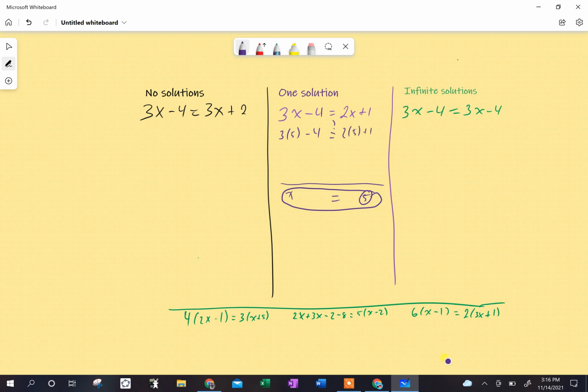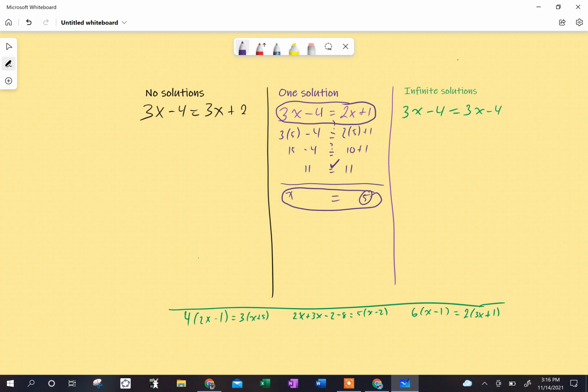Well, let's see. 3 times 5 is 15, so I have 15 minus 4. And I'm trying to determine, does that equal 10 plus 1? And sure enough, 11 equals 11. So there is one solution. And the thing is, there's only one solution for this equation. 5 will work, but no other number you plug in will work.